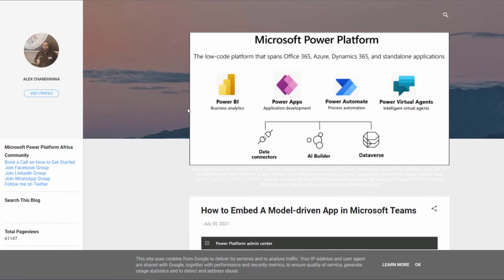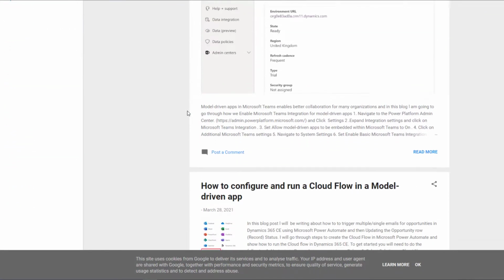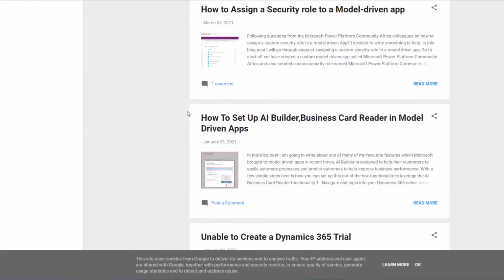Okay, awesome. Yeah, so I'm Alex Chandiwana, based in the United Kingdom. What I do, I'm in the tech space, working in the business applications. I'm a Microsoft MVP. I work within the Power Platform space and Dynamics 365. I also carry out some mentoring activities in the community. So I'm the founder of Power Platform Africa Community, helping those who want to get into tech get there. So I help them get started, mentor them to interview stages until they get a job.